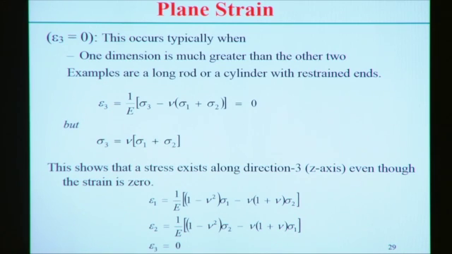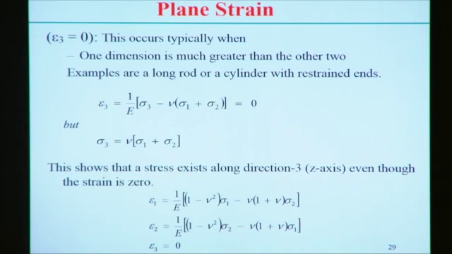Similarly, another special case is called the plane strain condition, and this prevails when strain epsilon 3 equals 0. This actually occurs when one dimension is much greater than the other two dimensions. One example is a long rod or a cylinder with restricted ends. So if we put the strain in the third direction, epsilon 3, equal to 0, we can correlate sigma 3 in terms of sigma 1 and sigma 2.